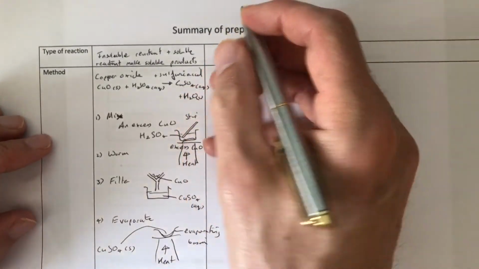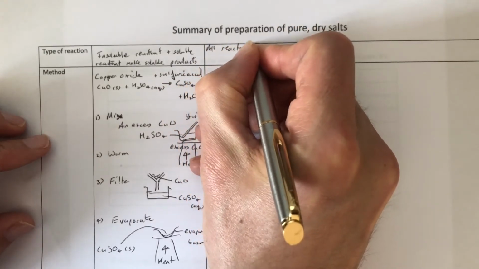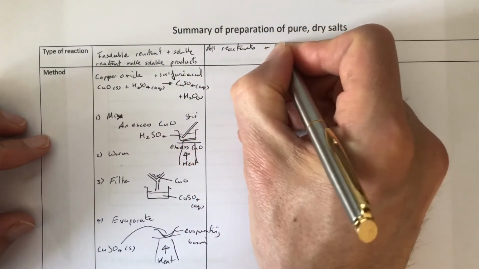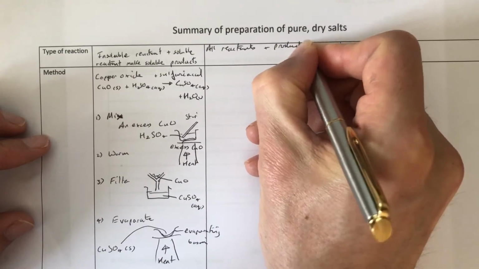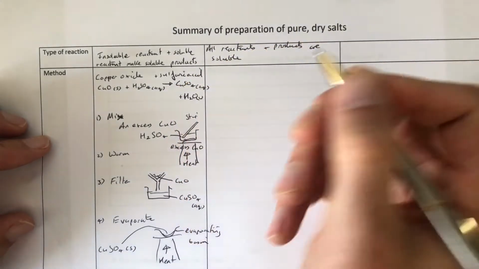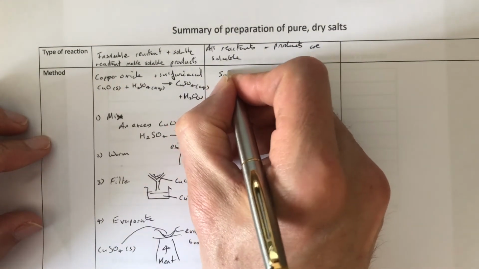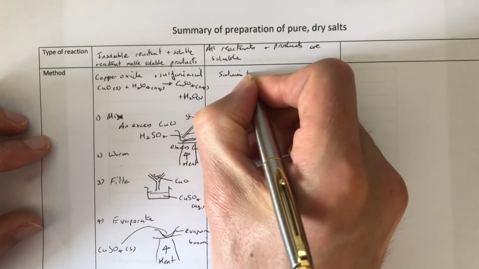Next type of reaction is where all the reactants and products are soluble. Okay, this is a much more difficult method. An example would be sodium hydroxide. Sodium hydroxide is soluble. It's an alkali.